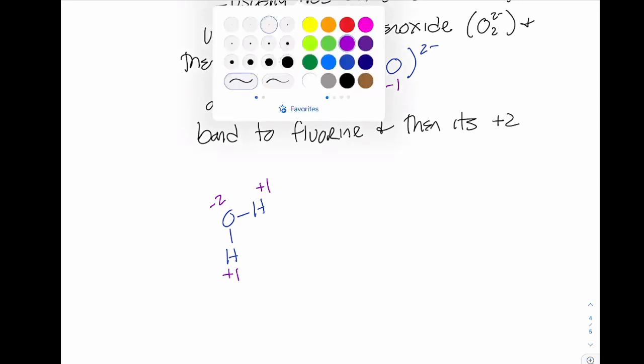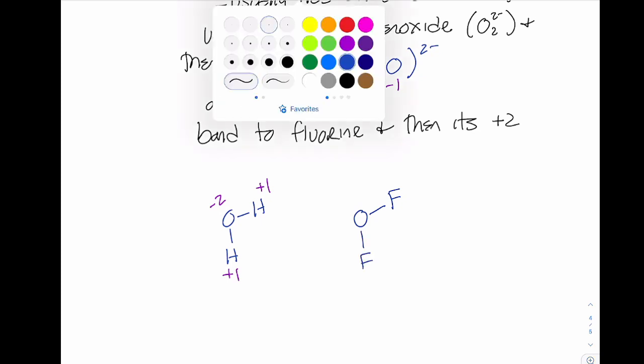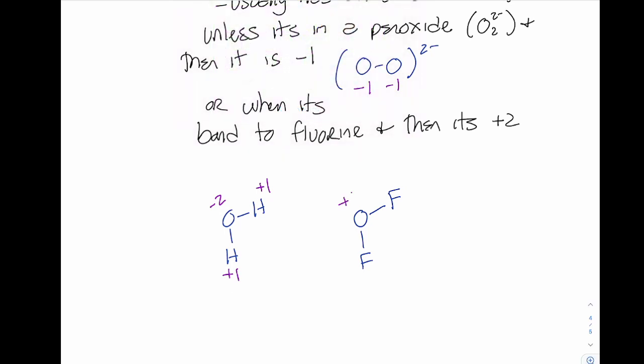If I was to look at oxygen bonded to 2 fluorines, so F2O, this time oxygen is going to be a +2 and each fluorine is a -1. Again, they sum to 0 because the net charge on F2O, or OF2, however you want to do it, is 0. But again, fluorine is going to be the -1, oxygen becomes positive.